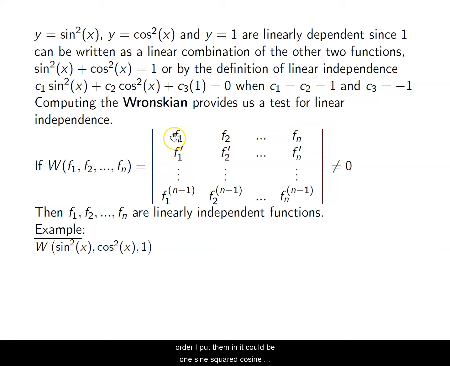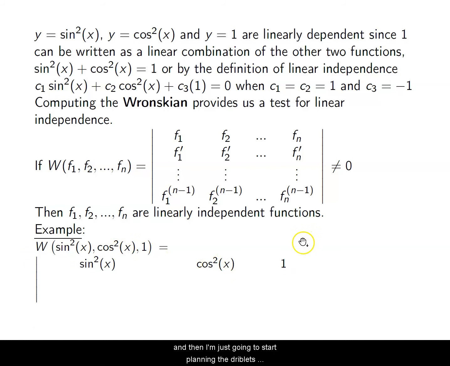It could be sine squared, cosine squared, 1. It really does not matter the order. It all comes out eventually the same, right? So here I am putting it in order, because that's the order that I put my functions into my Wronskian function. So I have sine squared x, cosine squared, and 1.